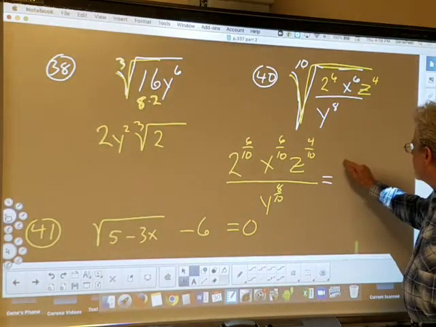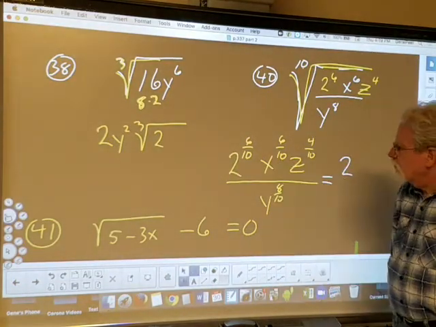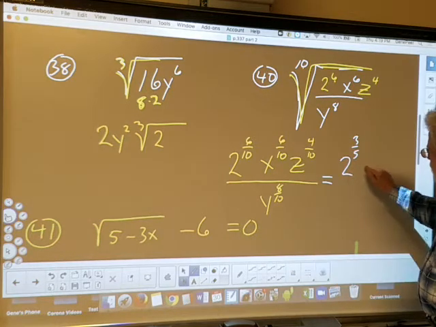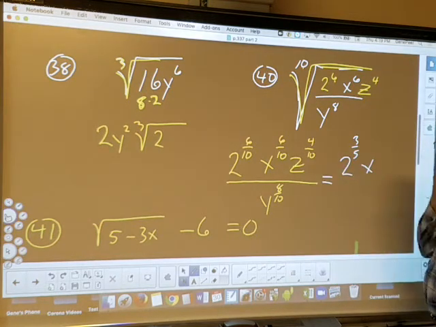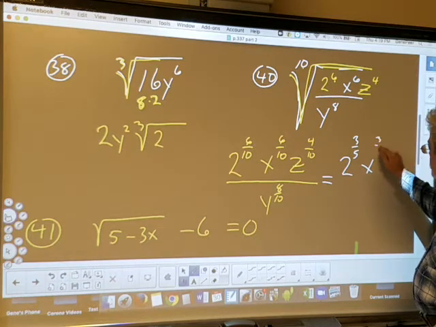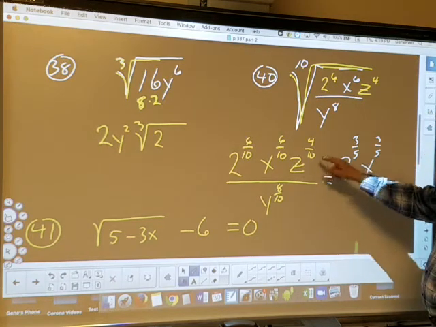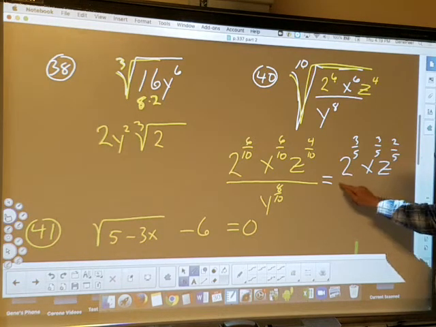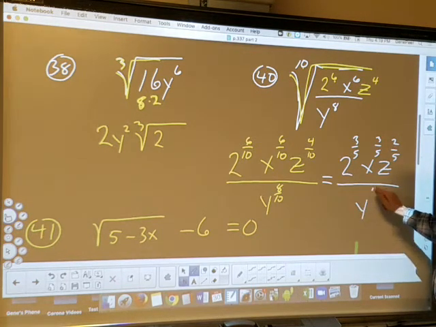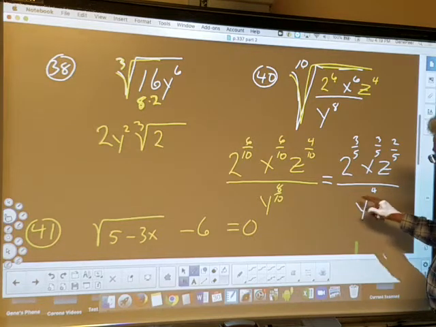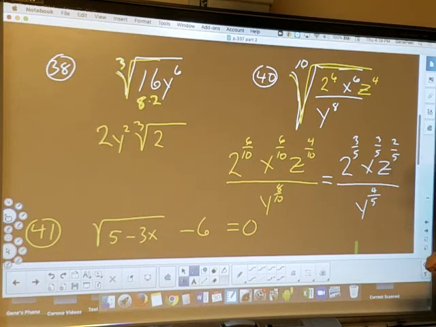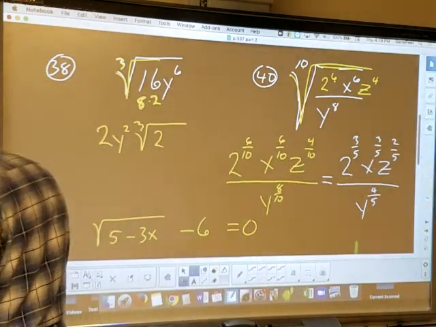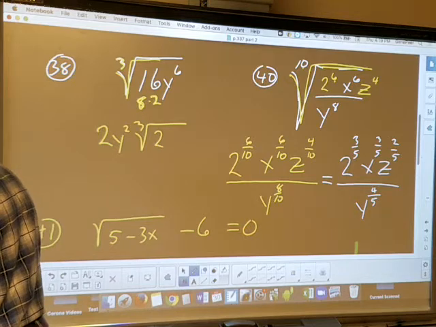So now what? We have 2 to the, well, 6 tenths reduces to 3 fifths. X to the 6 tenths reduces to, think about that, how about 3 fifths? Z to the 4 tenths becomes z to the 2 fifths, all over y to the 4 fifths. And now, if I'm not mistaken, I believe in these problems you were supposed to leave your answers in radical form. Let me verify that.